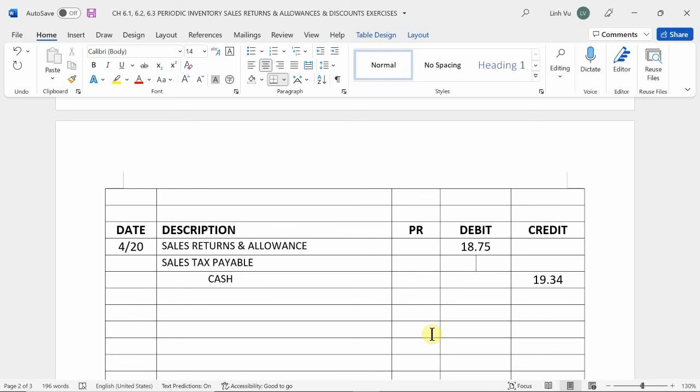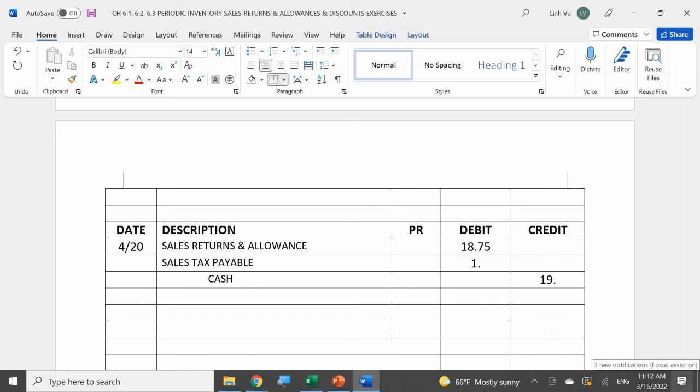Okay, let's do that again. So 1875 multiplied by 8.25%. 1875 times 8.25. I got 154.6. So 155. So in this case, I'll be actually giving him back $20.30.